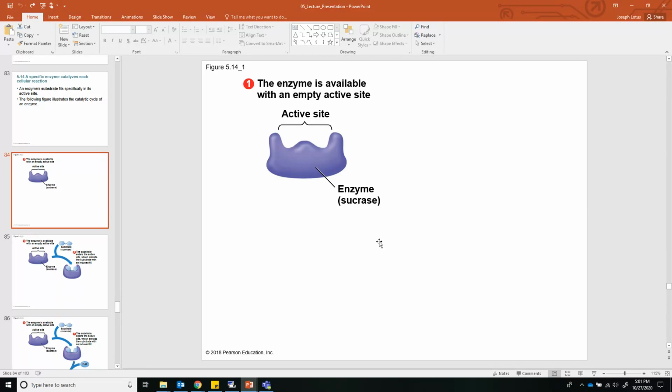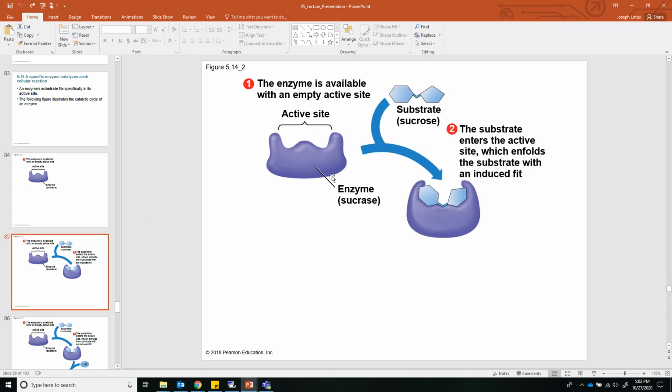An enzyme serves as a location for chemical reactions to occur. So this is a picture of an enzyme called sucrase. And one thing you notice is that sucrase has an active site. The active site is where the reactants are going to bind. In this picture, what's binding to the enzyme is called the substrate. The substrate, in this case, is sucrose, but it could be something else. It depends on what type of enzyme we're talking about. The substrate will bind to the active site.